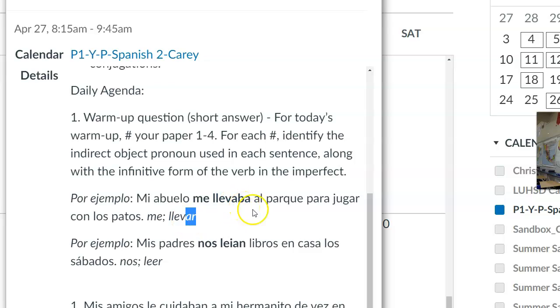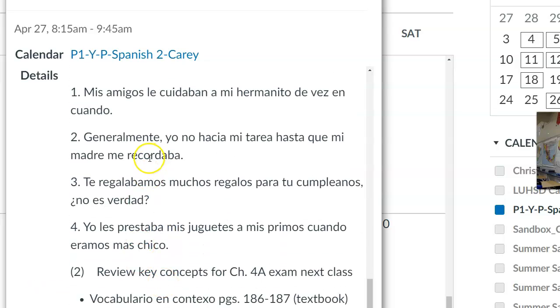Mis padres nos leían libros en casa los sábados. Nos is our indirect object pronoun. Leer is the verb in the imperfect. My parents used to read who books? Used to read us books at home on Saturdays. So here you have your 4 warm-up questions. Go ahead and identify the indirect object pronoun and then the infinitive for each of those.